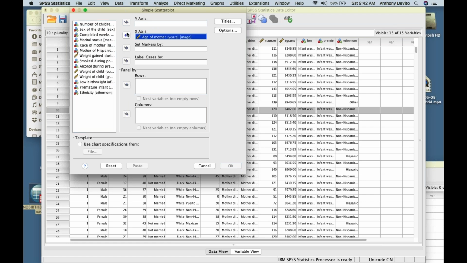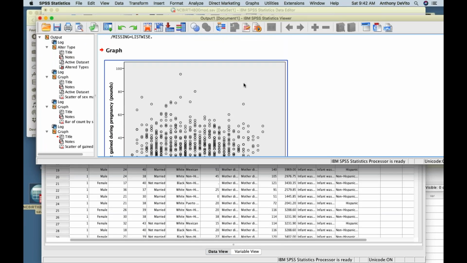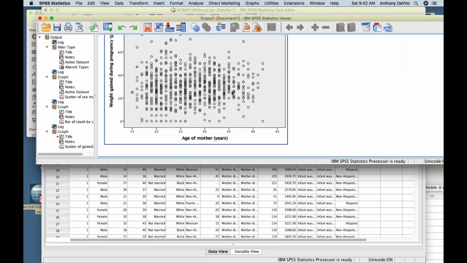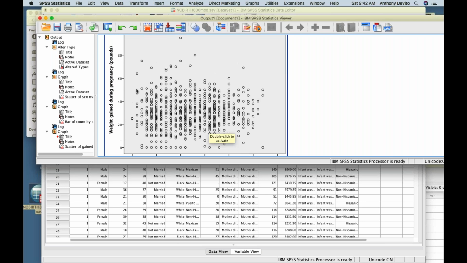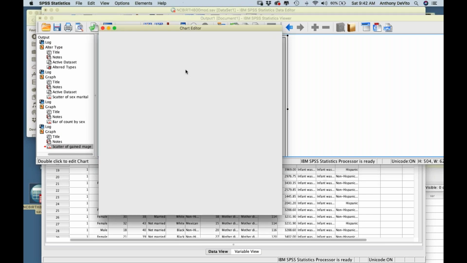Okay, I'm going to put the mother as the X values. I'm going to put the, let's see, the weight gain during pregnancy, to see if there's a correlation between these two. We're going to talk about that momentarily. Okay, so we produce a scatter dot, and each one of the dots here represents an individual mother, right? And plots their age against the amount of weight gained during pregnancy. And it doesn't look too promising in terms of correlation.